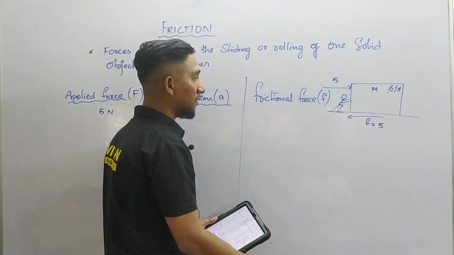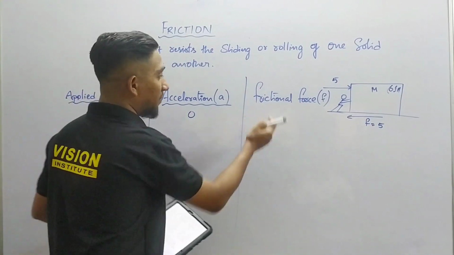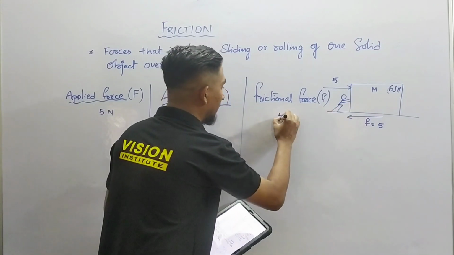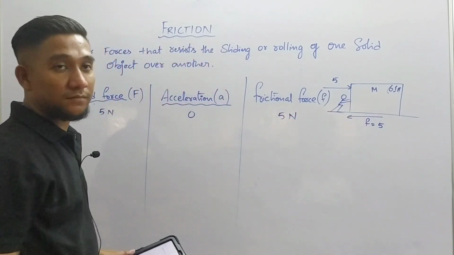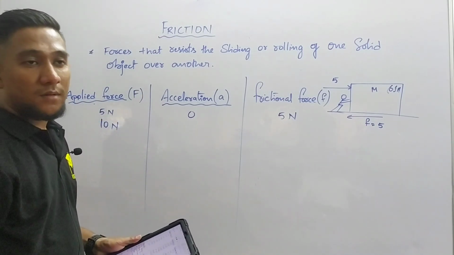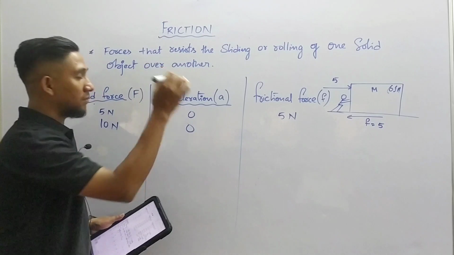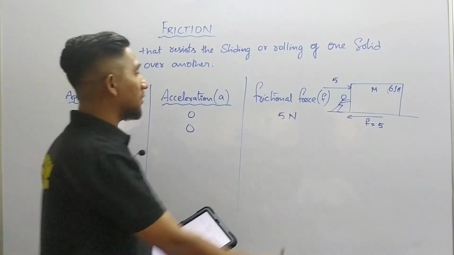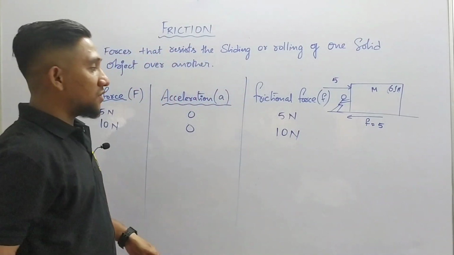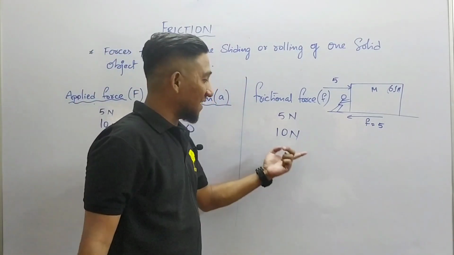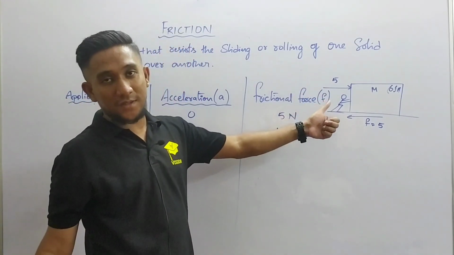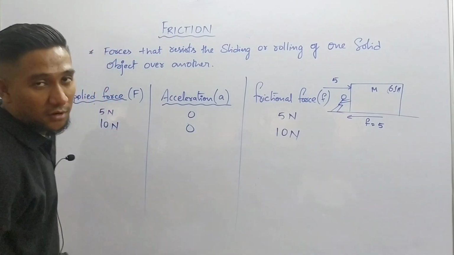We can consider that. So we can write that the frictional force provided by the ground on this block is again 5 Newton. Similarly, if this person applies 10 Newton force, the block still doesn't move, so the acceleration is 0. Then we can also say that the frictional force provided by the ground is again 10 Newton. Since the two forces are equal and opposite in direction, that is the reason the block is still not moving.